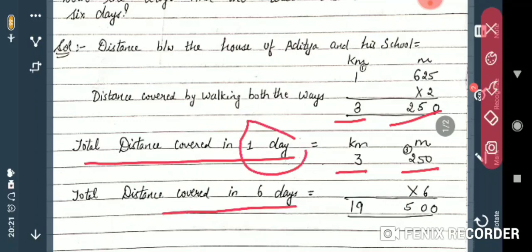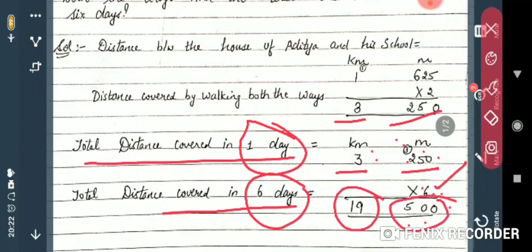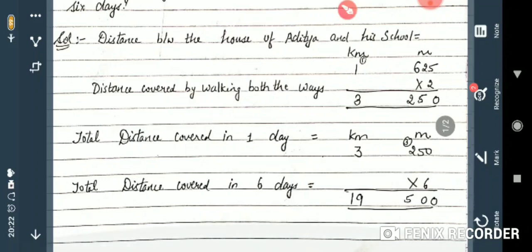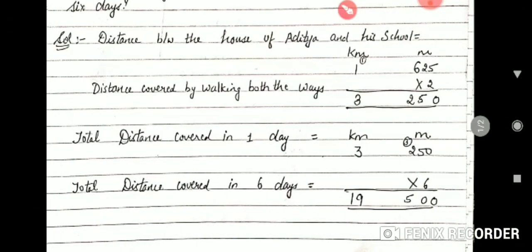As here the distance covered in one day is given, and if you have to find the distance covered in more than one day, what do you have to do? Similarly you have to multiply, as we have done in the previous question. So 6 multiply 0, you will get 0. 6 multiply 5, you will get 30. 0, 3 will be carried. Then 6 multiply 2, 12, plus 3, 15, 5, 1 carry. Then 6 multiply 3, 18, and 1, 19. So how much distance is covered? 19 kilometer and 500 meter.